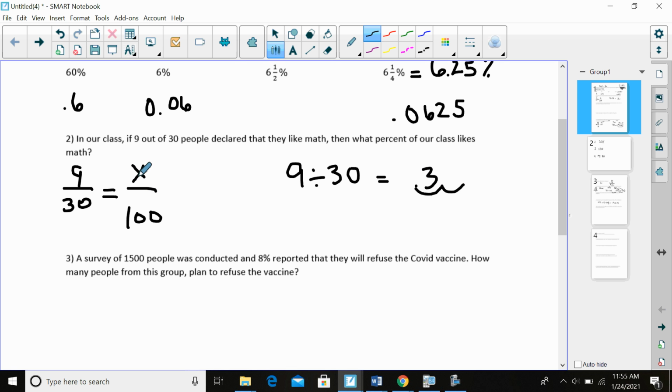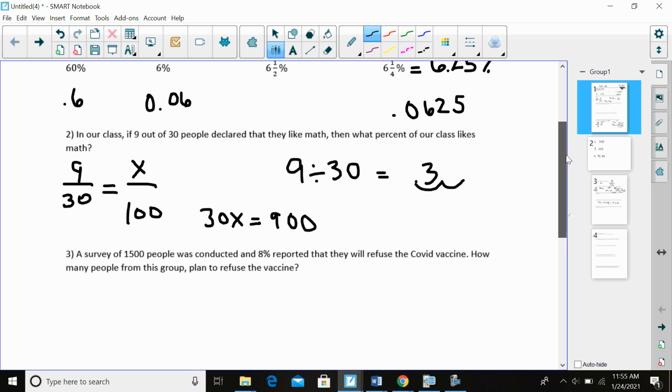If I do this by cross multiplying, 30x, I'm doing the same steps just in different order. Here's my multiply by 100, which moves the decimal 2 places to the right. And then divide both sides by 30. So there are the same steps, just done in a different order is all.